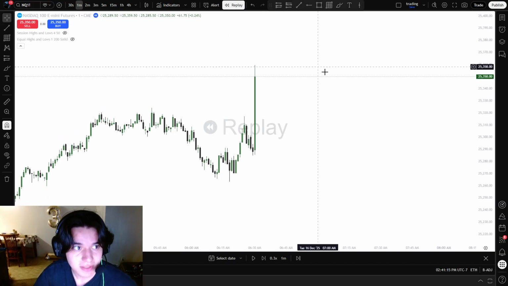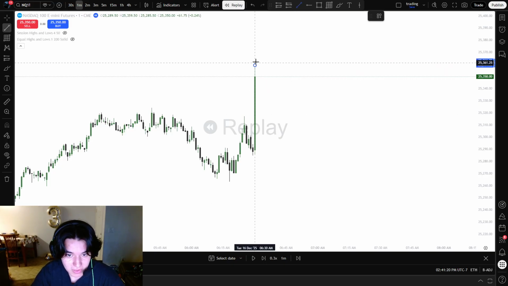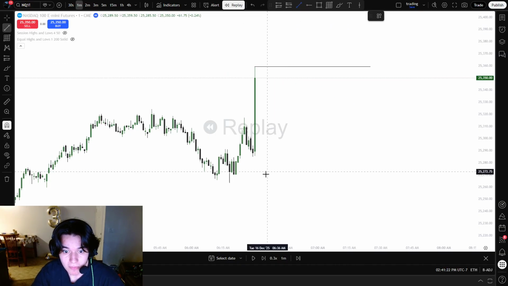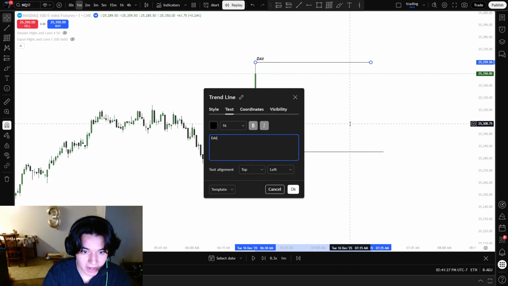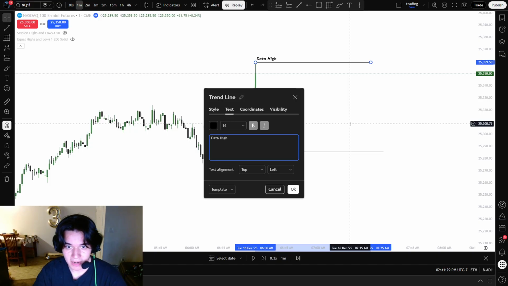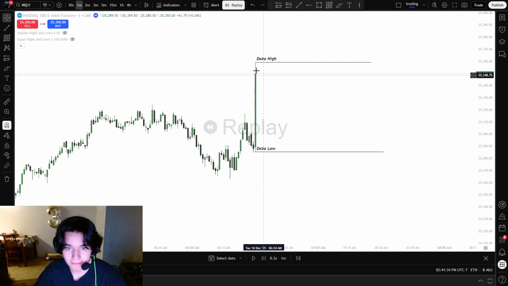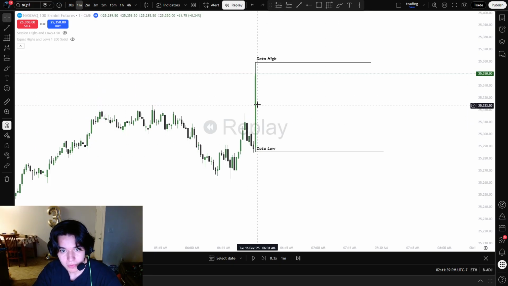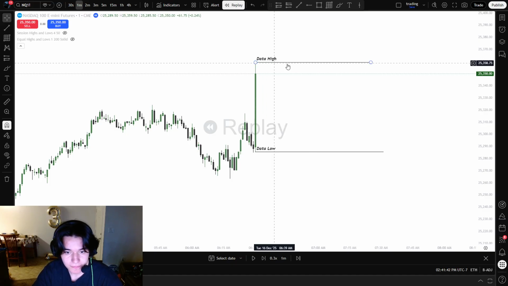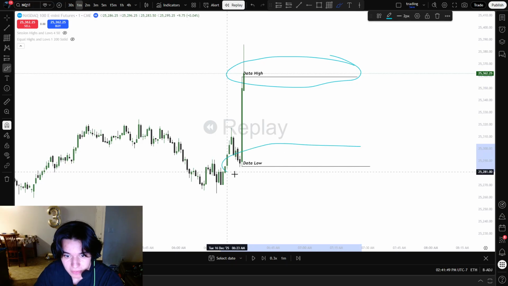When these news events come out, you will sometimes see wicks like these, or candles like these, and it's important that you mark out the high and the low of this candle. So you mark out this, and you mark out this right here. This is called a data high, and this is called a data low. If this whole candle is a news wick, this is the data news high, then the data news low. Usually price loves to draw towards one of these.